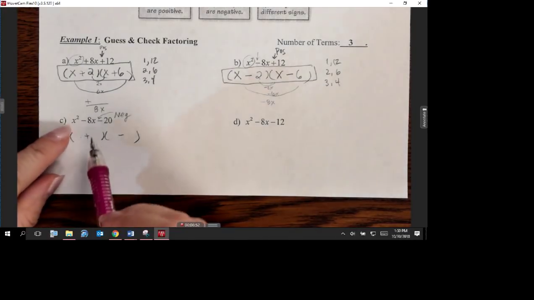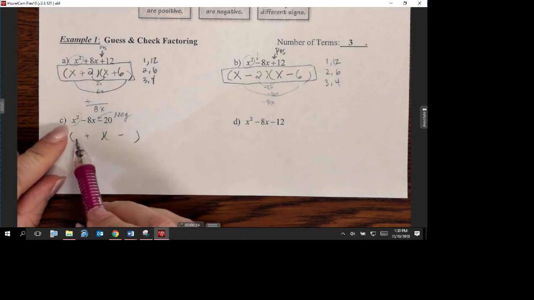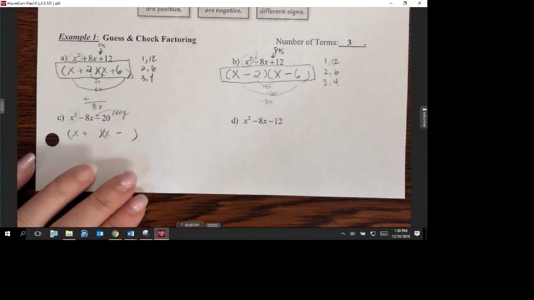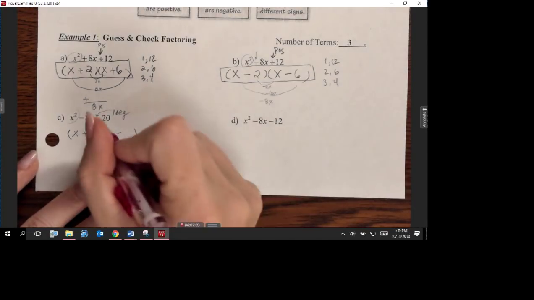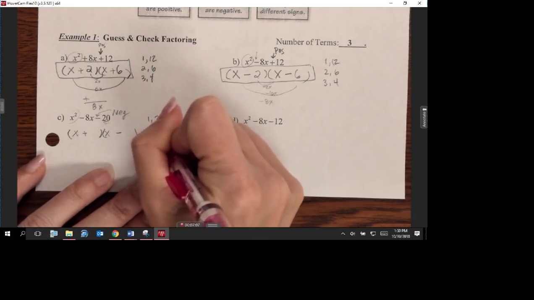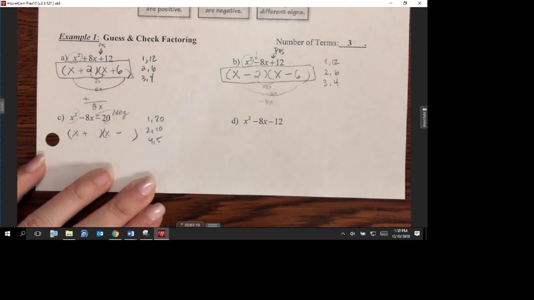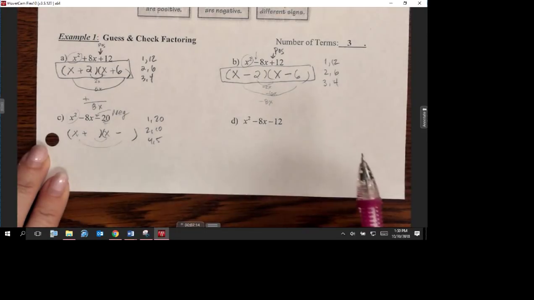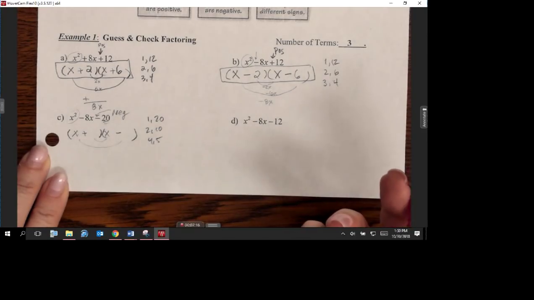What's the first one have to be? No, I'm sorry, the first spot. X times X. Now the last one is a 20 this time. It ends with a minus 8 in the middle, but you have to look at the minus 20. So that could be 1 and 20, 2 and 10, 4 and 5. Then when we multiply it back together, it has to equal a minus 8.